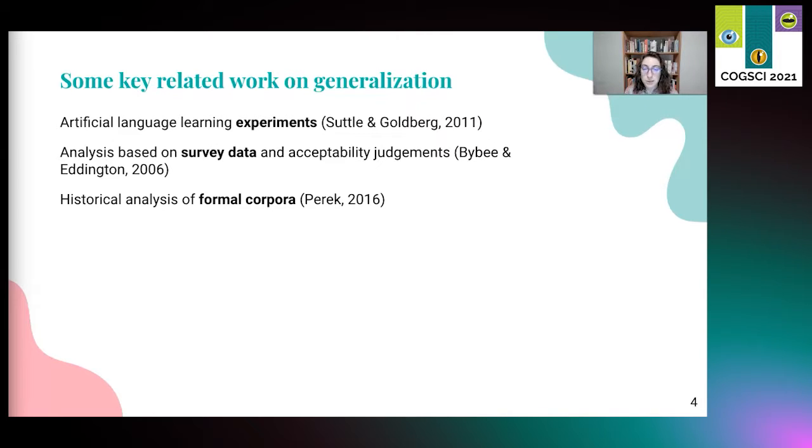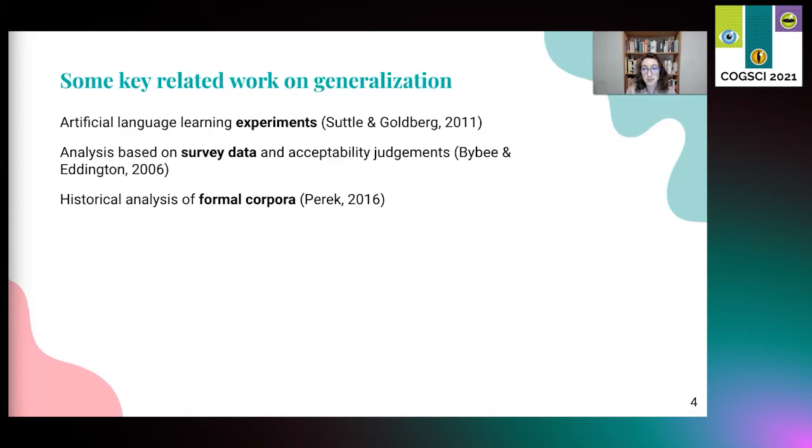Suttle and Goldberg used an artificial language learning experiment to examine how people extend novel argument structure constructions. This Bybee and Eddington paper used a survey approach where they asked participants about acceptability of certain verb usages. More recent work has looked at modeling generalization in a historical context. Like this 2016 Perek paper looked at use of a creative verb construction over time, but they used COHA, a relatively formal corpus.